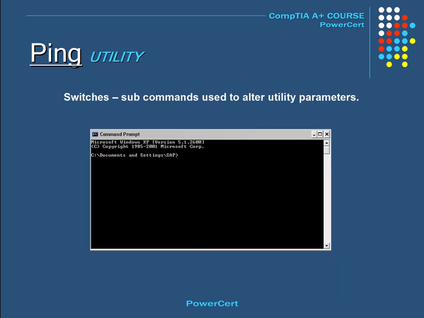The ping command can also be combined with other subcommands called switches. Switches are used to alter the parameters of the ping utility. And you can view a full list of these switches by typing ping, space, slash, and then a question mark.